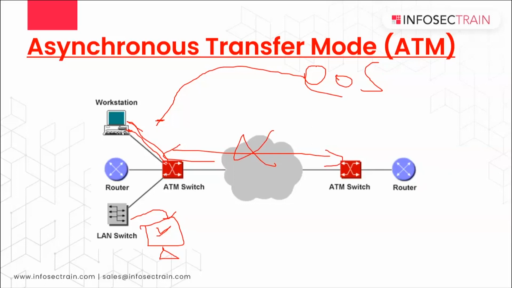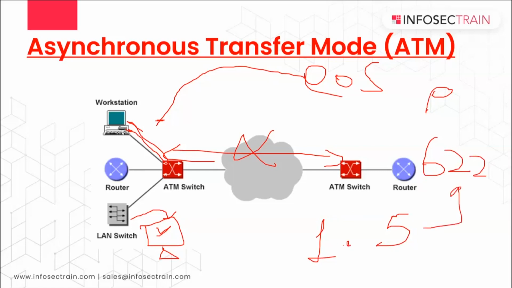If I want, with the same existing service, to give some sort of VIP treatment to one of my services, that's what we call quality of service. So ATM offers a fixed bandwidth, from 1.5 Mbps, I do remember, to 622 Mbps, and it can be used for voice, data, and video applications.